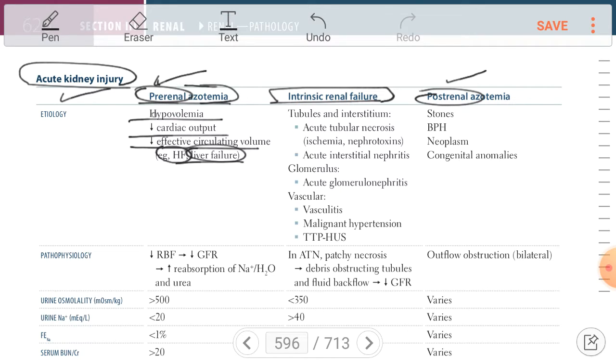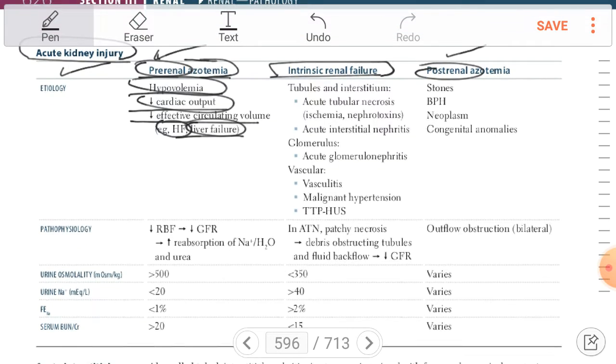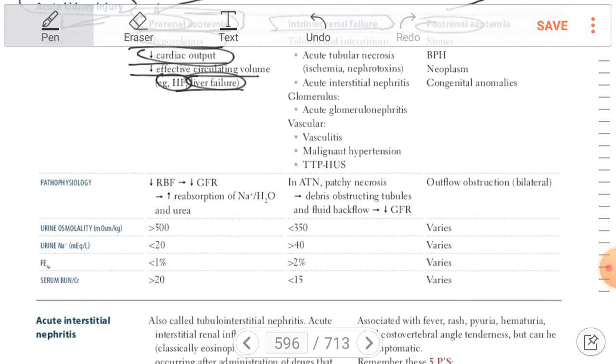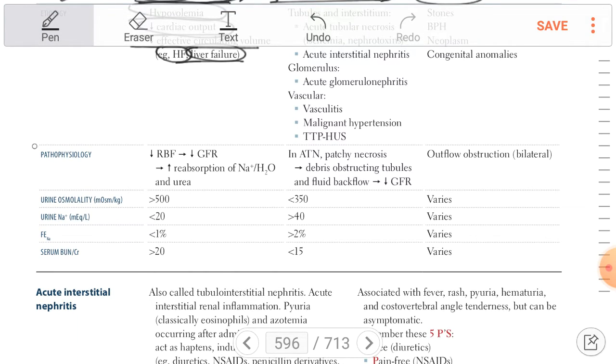So there is a decrease in blood supply to the kidney, like hypovolemia, decreased cardiac output, or decreased effective circulating volume. In heart failure, less blood reaches the kidney. And in liver failure, because of hepatorenal syndrome, there is severe vasoconstriction of the blood vessels of the kidney, leading to acute kidney injury, pre-renal azotemia.